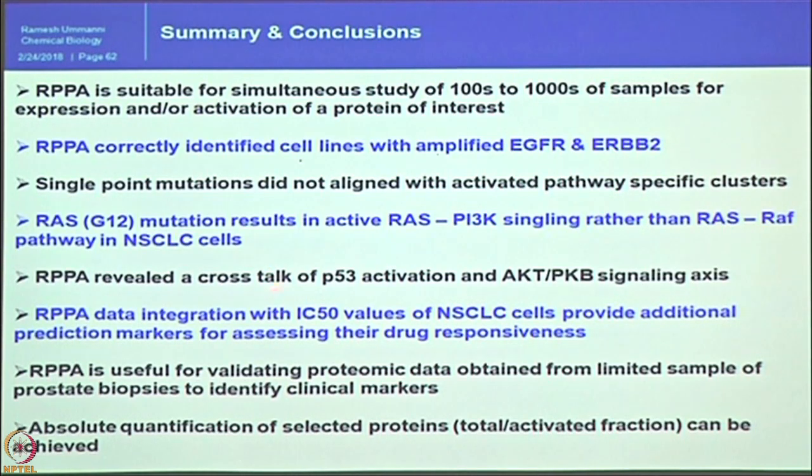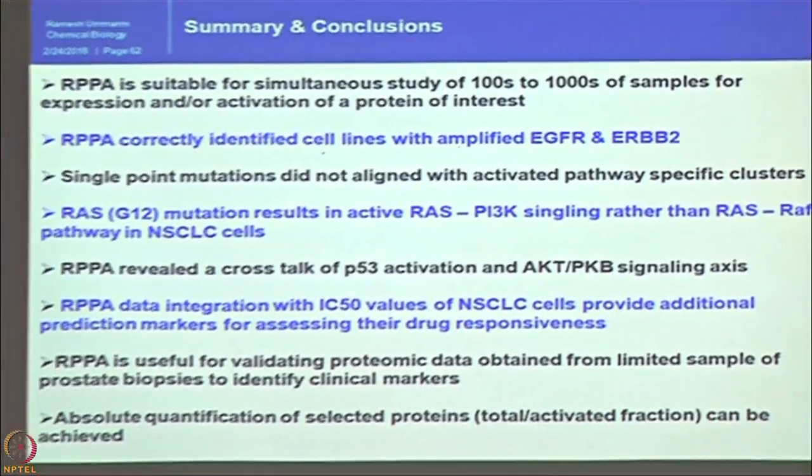The RPPA revealed a crosstalk between P53 activation and AKT, which was not known earlier. The RPPA data integration with IC50 values has provided additional markers. It is also useful for validation of proteomic data obtained from limited sample. An absolute quantification of selected proteins, either total or activated fraction, can be achieved per cell in fact. So this kind of experiment can be done using the RPPA approach.